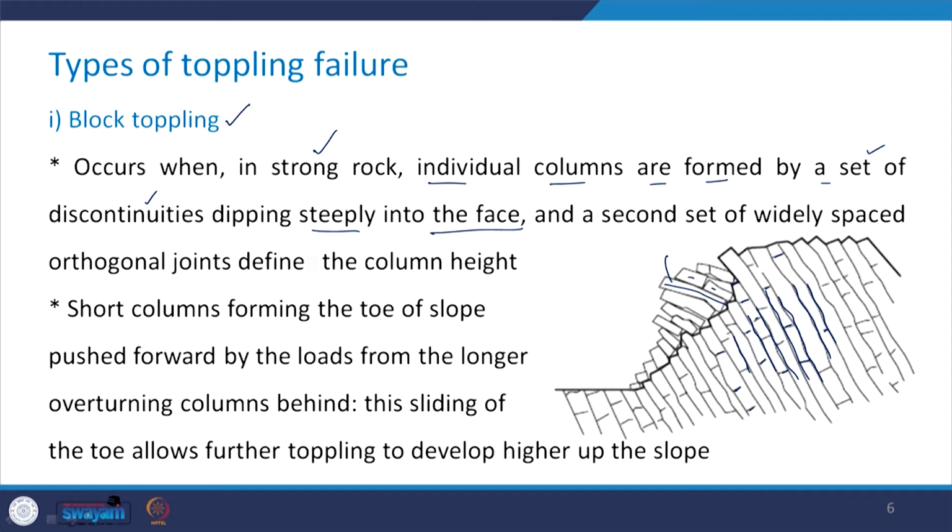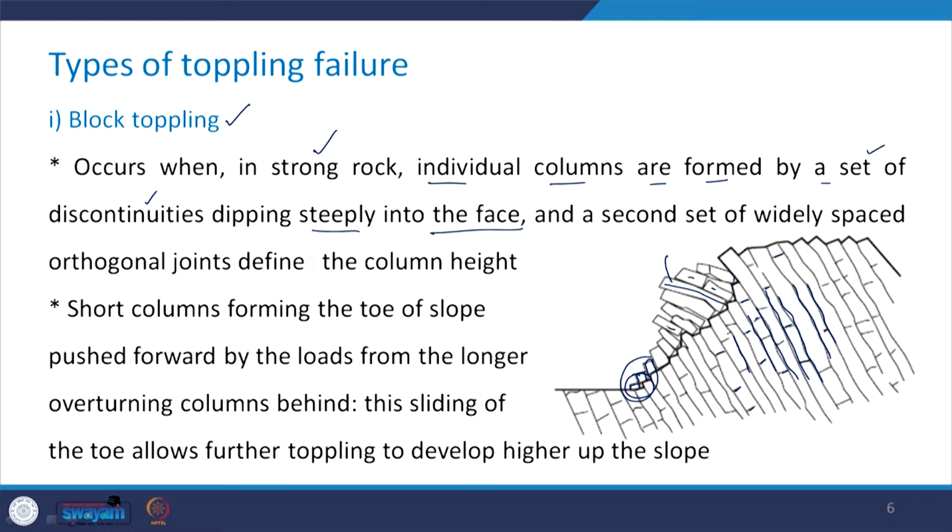The short columns form the toe of the slope, that is here at this location. So, you see that here the columns are pretty short near the toe of the slope. These short columns, which are part of the toe of the slope, are pushed forward by the load from the longer overturning columns behind. So, you see here this figure is self-explanatory.